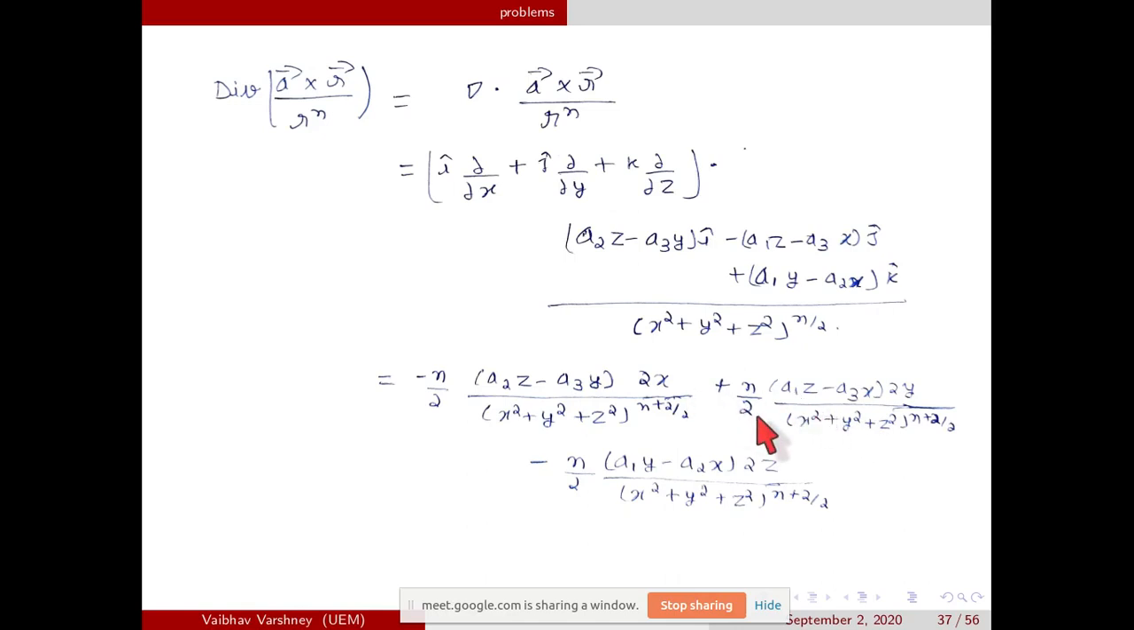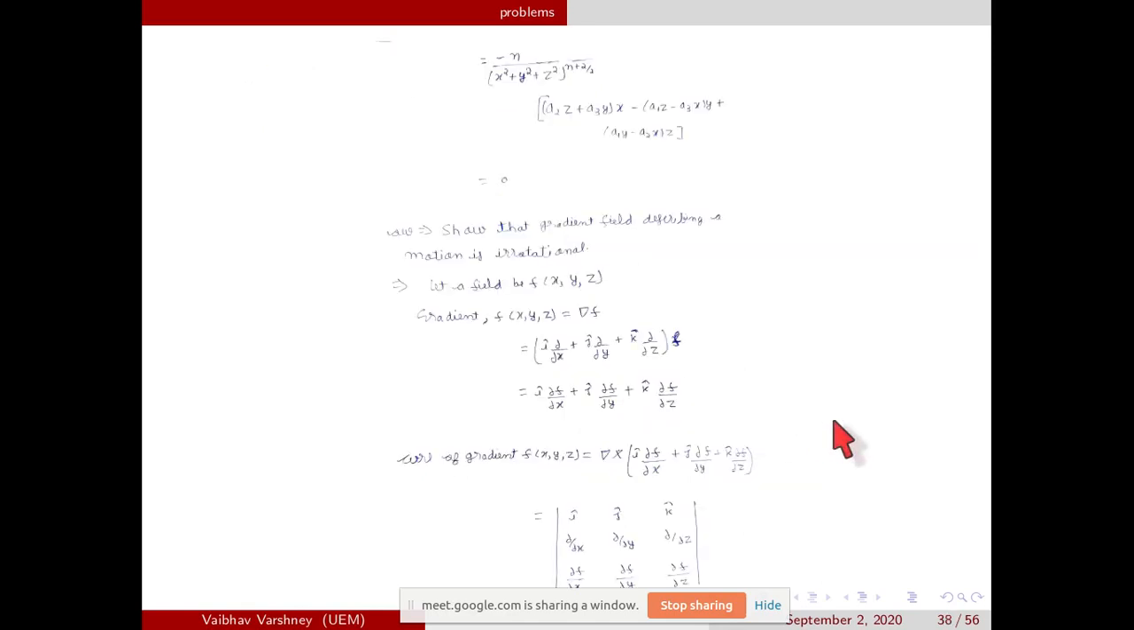So now we have got these terms, and see, n by 2 is common, the numerator is common, this 2 will cancel out with this 2, so we can take the common terms out. We take these common terms out and this will remain inside: a2z plus a3yx minus a1z minus a3xy plus a1y minus a2xz, and if you solve this you will get 0.